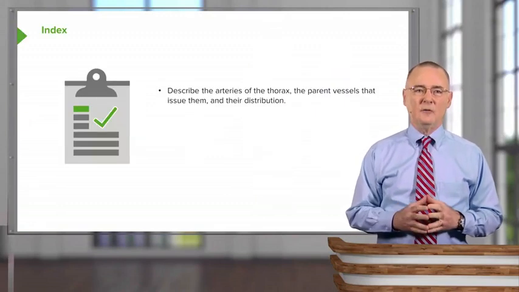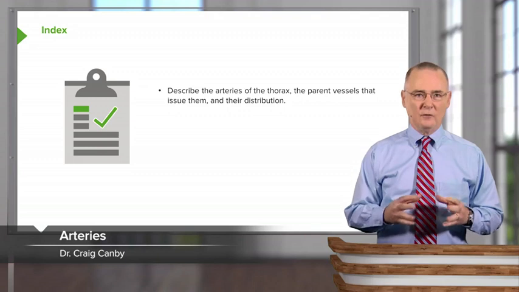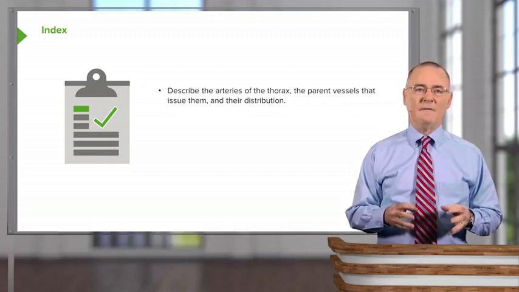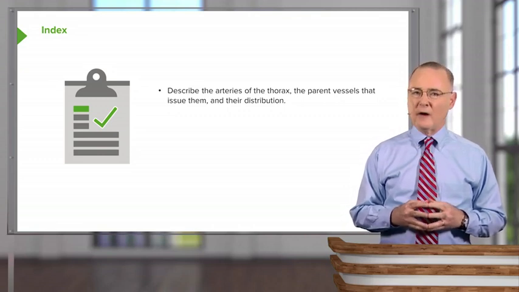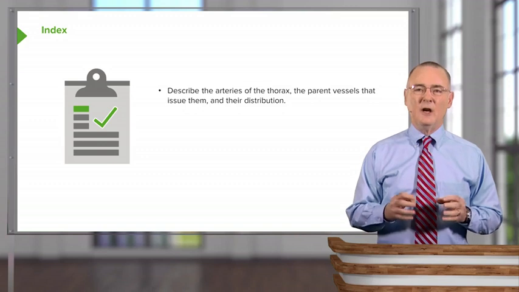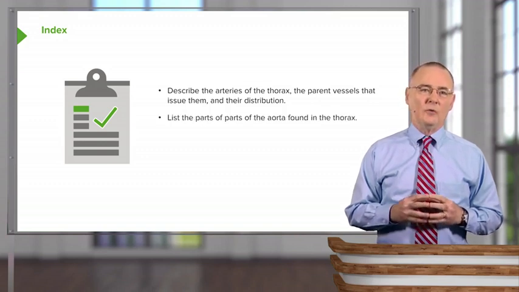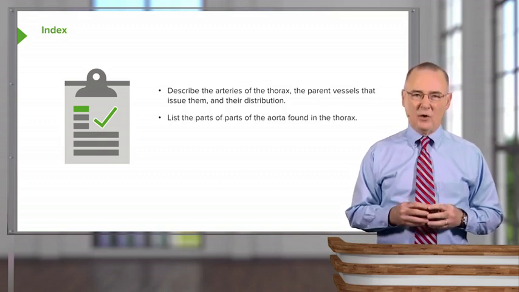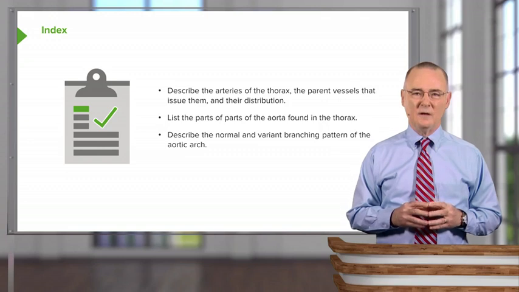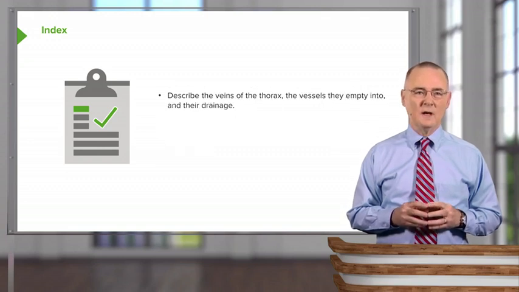This slide lists the objectives that you as a learner should be able to answer at the conclusion of this lecture. First, describe the arteries of the thorax, the parent vessels that issue them, and then their distribution. List the parts of the aorta found in the thorax. Describe the normal and variant branching pattern of the aortic arch.